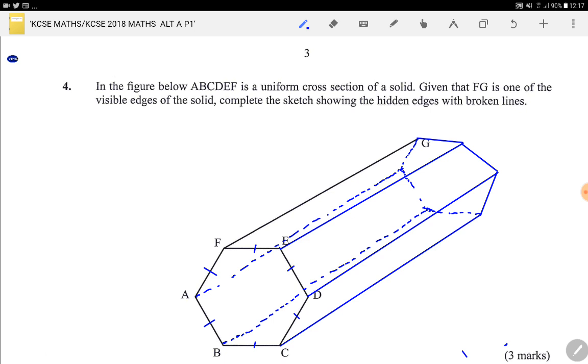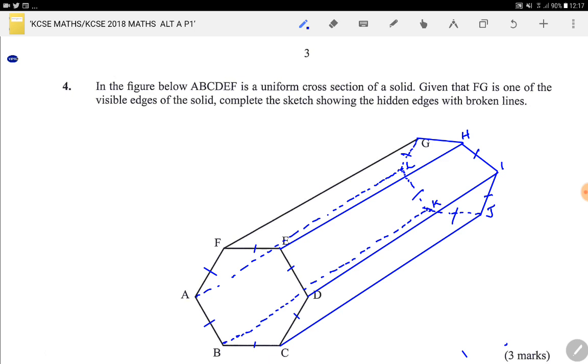So finally, we can now mark the other unlabeled points, because the final one is G. So you can call this one H, I, J, K, L. Then we should mark the sides to show that they are parallel and they are also equal, like that.